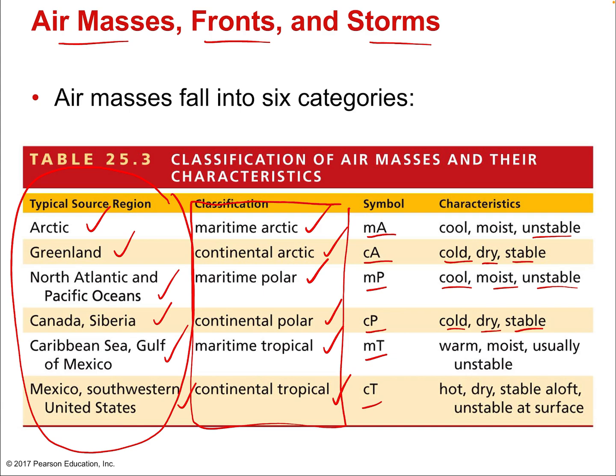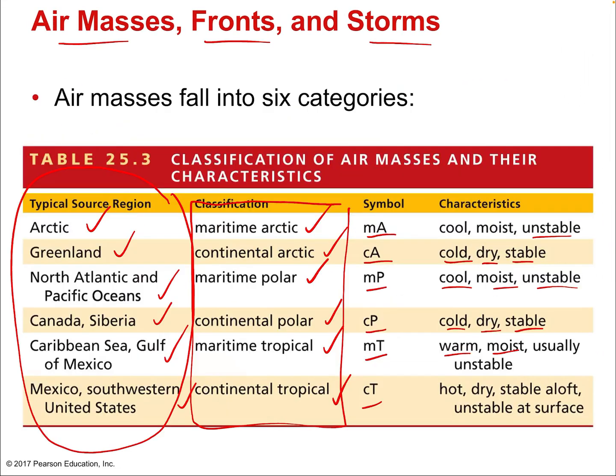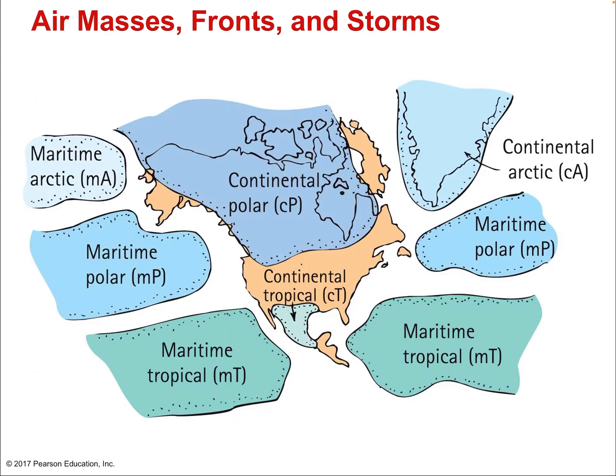Maritime tropical are warm, moist, usually unstable. And continental tropical are hot, dry, stable aloft, so stable up high, and unstable below. So they actually have a splitting of stability. And here are some examples of air parcels all around the United States.